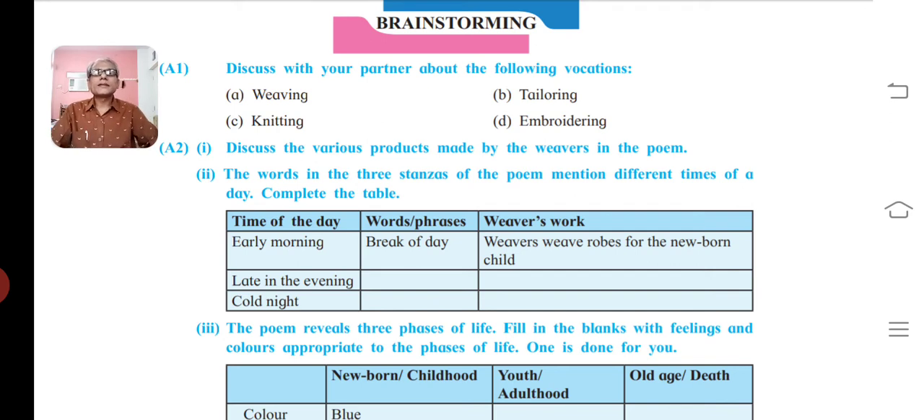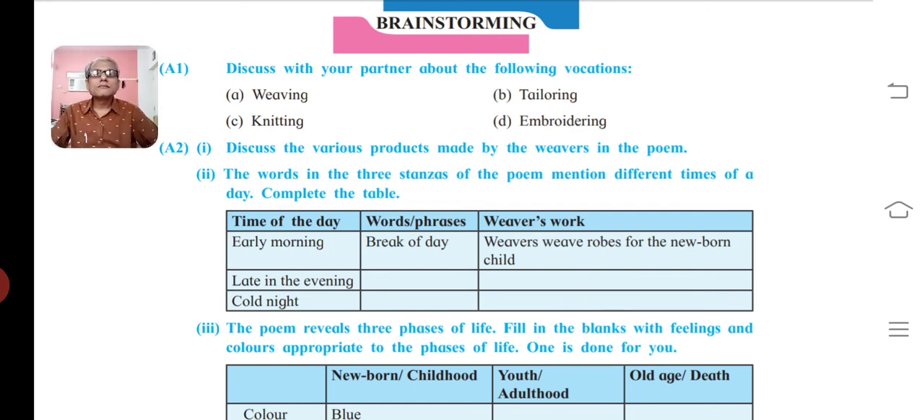So first, in the first column, time of the day. In the second column, words or phrases, and in the third column, weavers' work. One is done for you, that is given in the textbook. Others are to be done by you on your own. So I tell you this and we will complete the table. Time of the day, early morning. Words or phrases, break of day. In the third column, weavers' work: weavers weave robes for the newborn child.